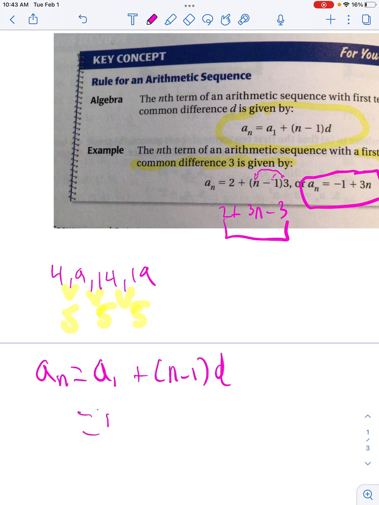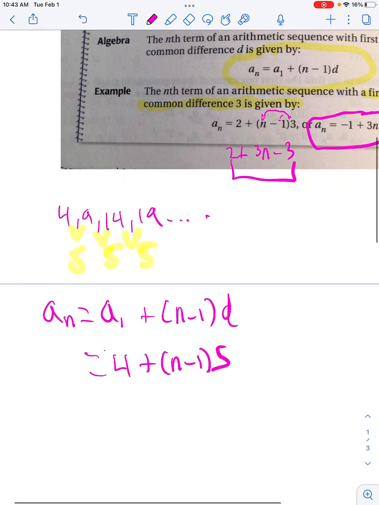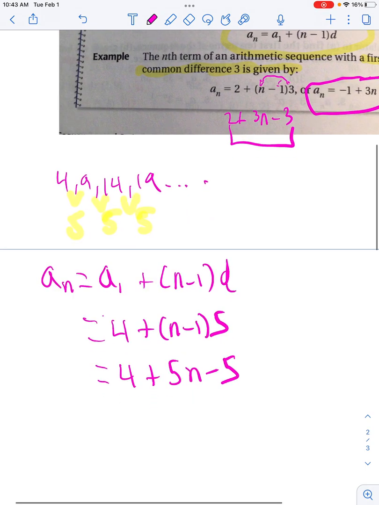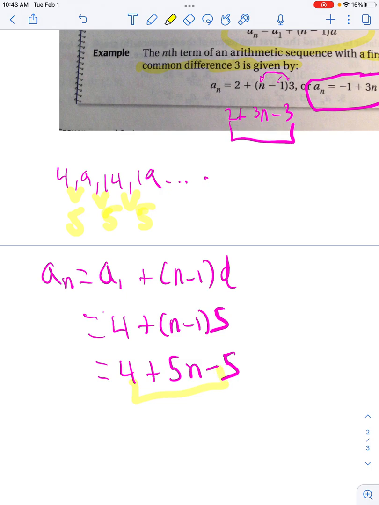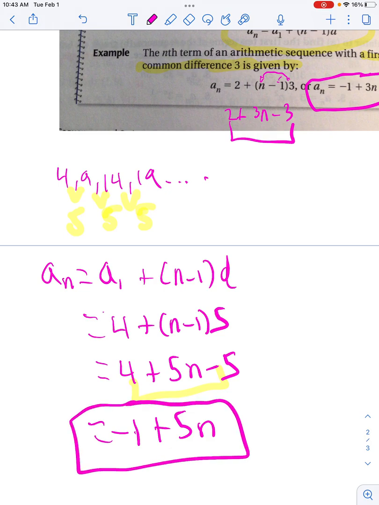So if I plug in my first term, which is 4, and my nth term, which goes on forever, and then my d is 5, n minus 1 multiplied by 5. Let's distribute that. 4 plus 5n minus 5. I've got like terms here, so it's very similar, -1 plus 5n. A sub n.